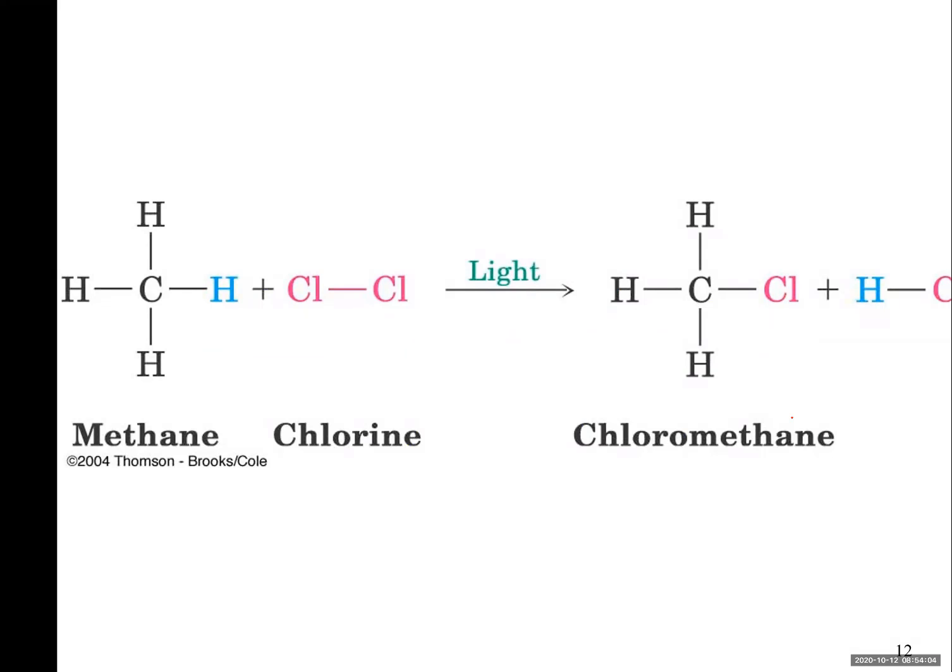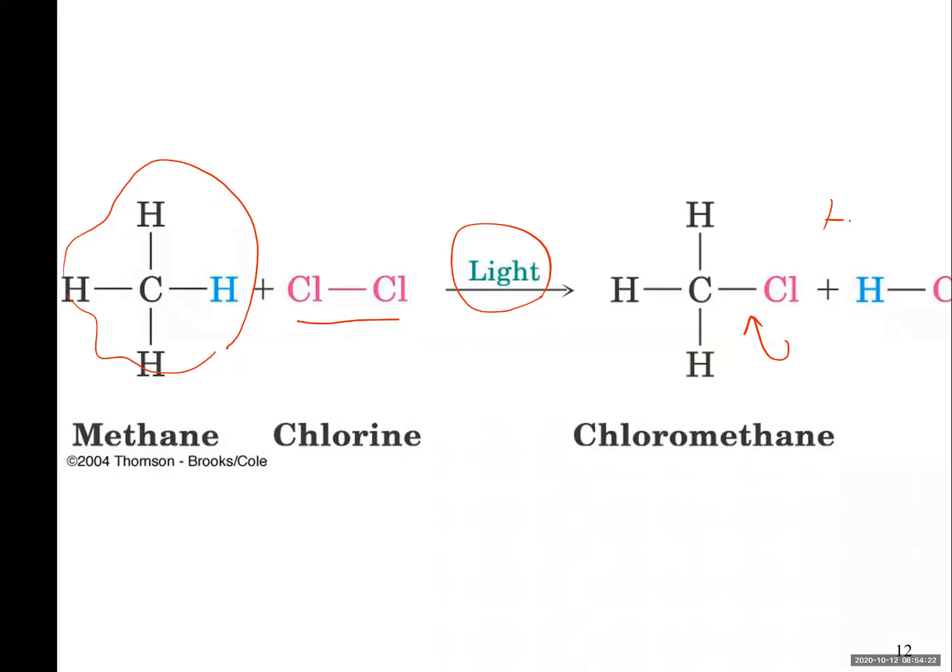Take a look at this example. This is methane, natural gas. If you react it with chlorine in the presence of light, and that's the catalyst, you make chloromethane and hydrochloric acid. There is a Cl here which is being hidden by my surface probe. So this is Cl.